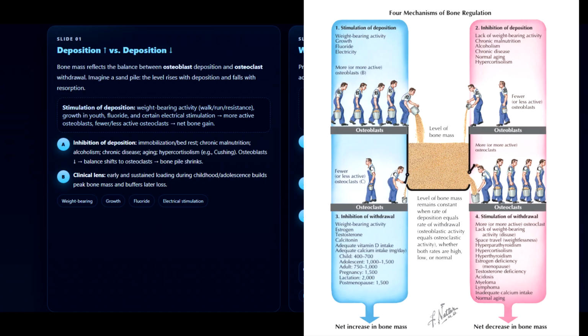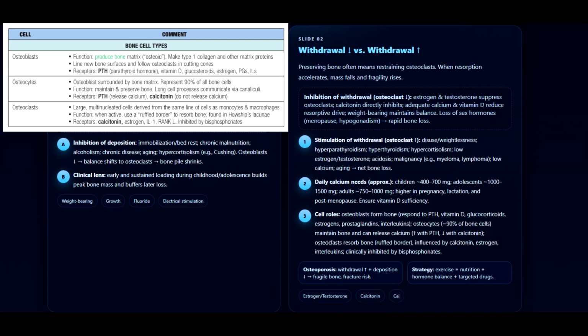The third mechanism is inhibition of withdrawal, which means osteoclast activity is restrained. Here, bone mass is preserved because the rate of resorption is reduced. Weight-bearing activity again plays a role, but hormones are central. Estrogen and testosterone both suppress osteoclasts, which explains why loss of these hormones, menopause in women or hypogonadism in men, leads to accelerated bone loss. Calcitonin, secreted by the thyroid gland, directly inhibits osteoclasts. Adequate intake of calcium and vitamin D are also crucial as it reduces the stimulus for bone resorption.